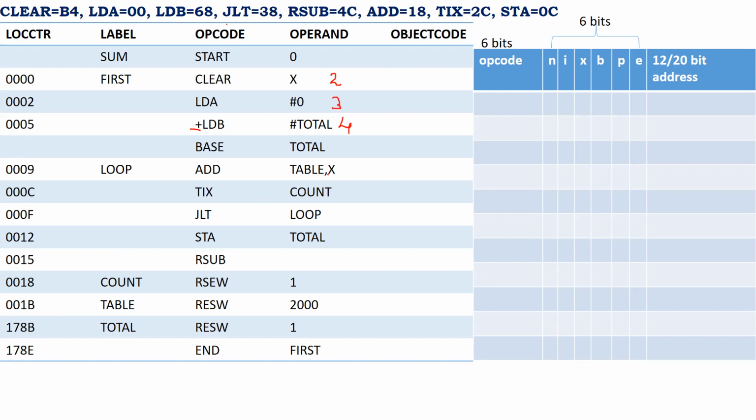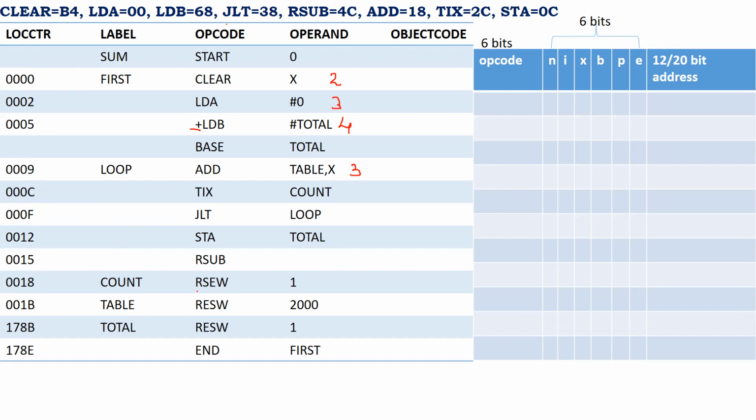Now this instruction is also format 3, so we are adding 3 to the location counter. So it becomes 00C. The rest are all 3, so it becomes 00F, F plus 3 is 0012, plus 3 is 0015, plus 3 is 0018.